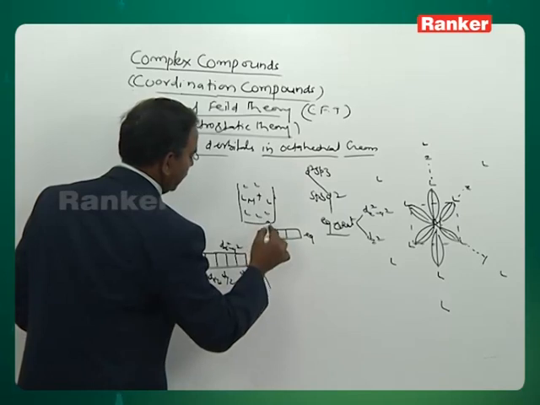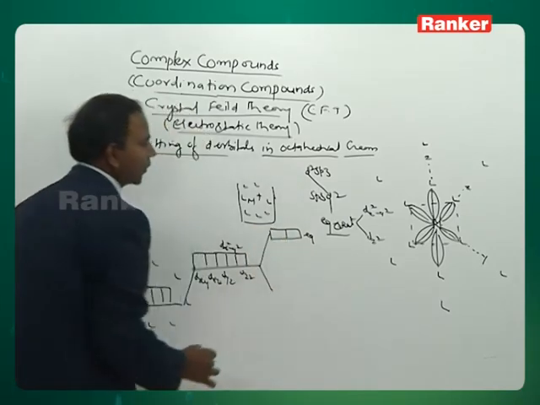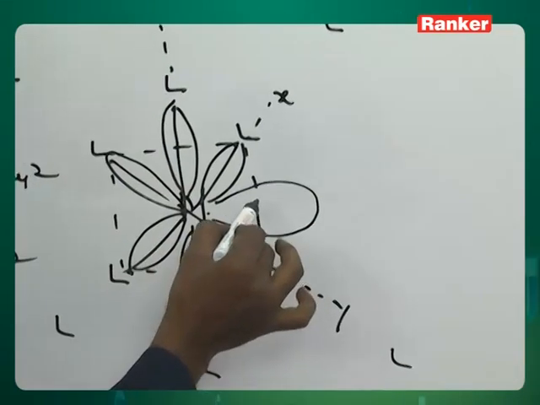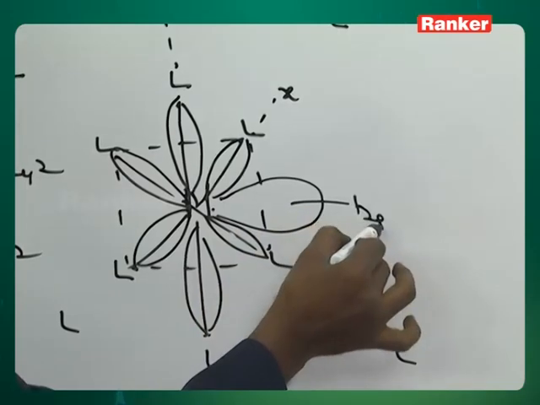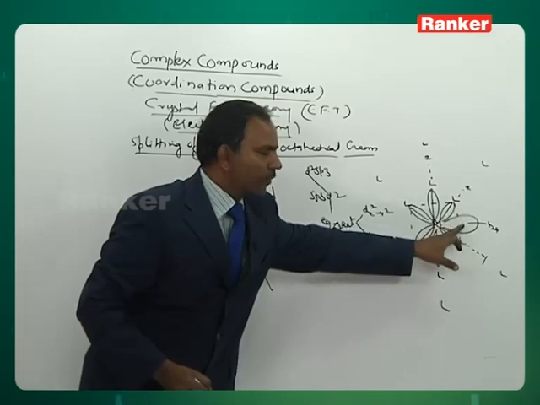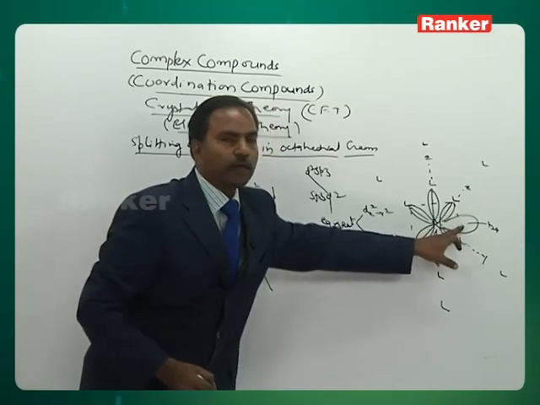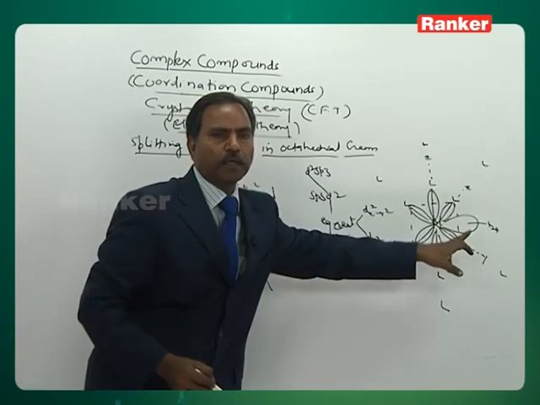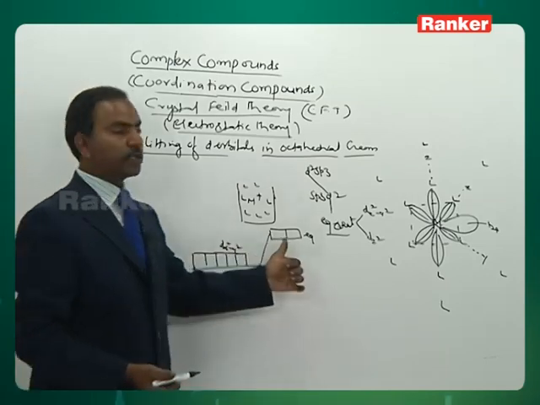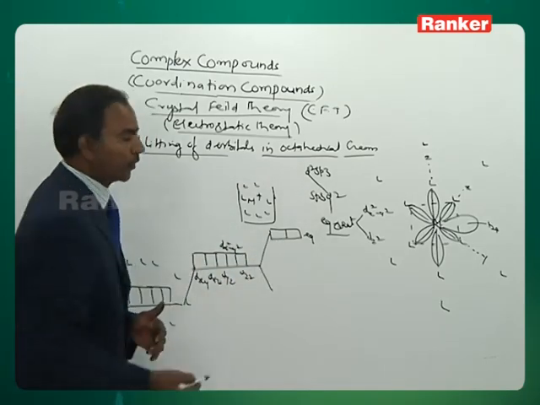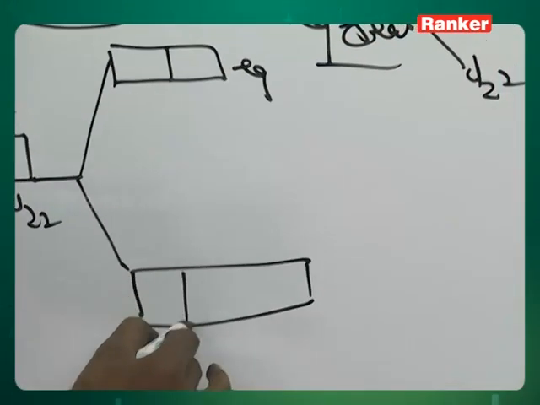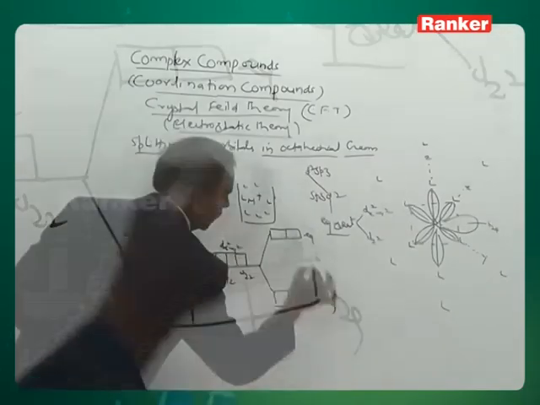The eg set of orbitals are increasing their energy, and this particular t2g set of orbitals are oriented in between the axis. Therefore, these are actually away from the ligands. Therefore, the t2g set of orbitals are experiencing less repulsion. Their energy is decreased. So, once one set of orbitals increases their energy, the next set has to decrease. Therefore, there will be a decrease in energy like this. The t2g set of orbitals are decreasing their energy.